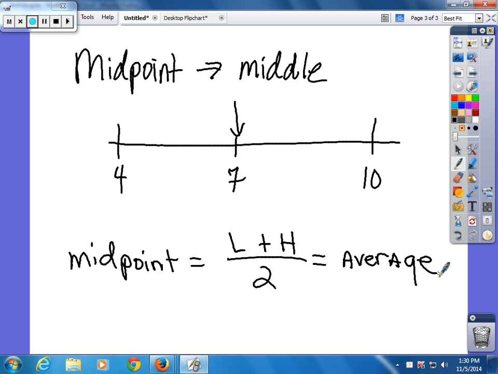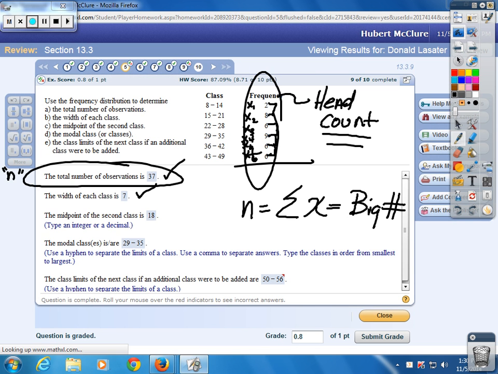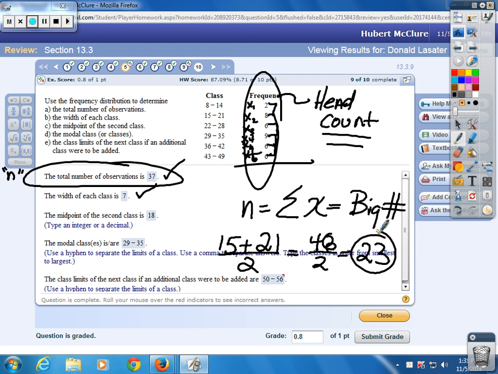So, let's go back to the original problem. The original problem asks for the midpoint of the second class. Well, the second class is right here. So what are you going to do? 15 plus 21 divided by 2. Well, 15 plus 20 is 35, plus 1 is 36. Half of 36 is what? 18. And what's the answer? They say it's 18, but that's not correct. 23 is the answer. Let's go back and look and see if that's right. Evidently, that's the wrong answer.